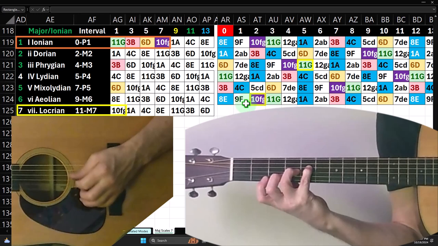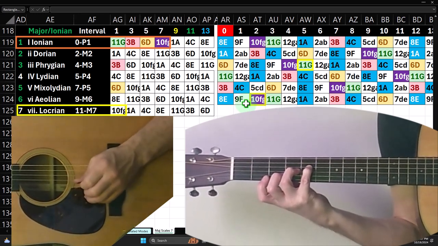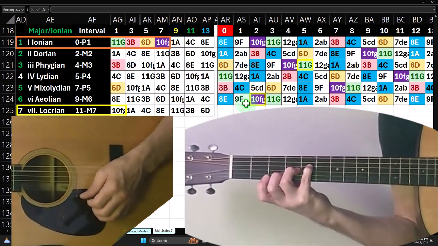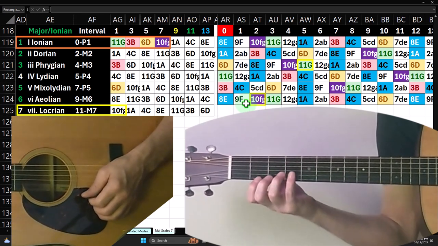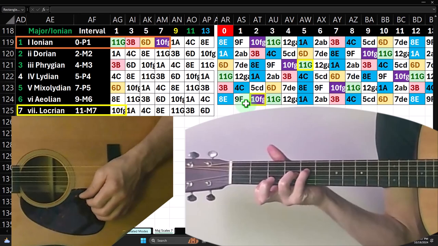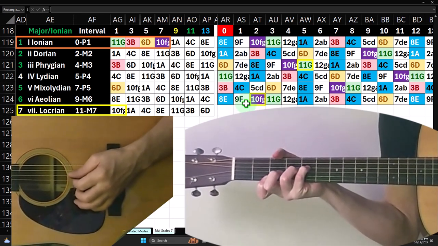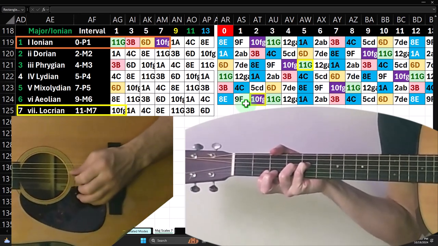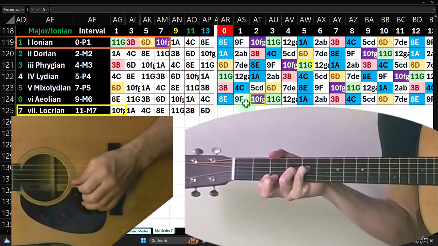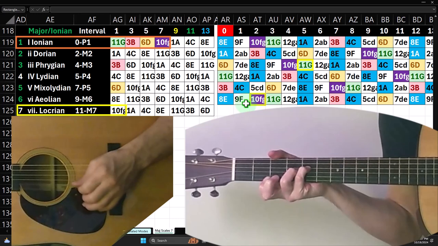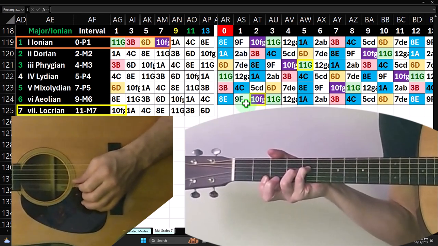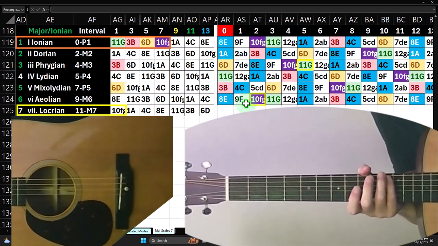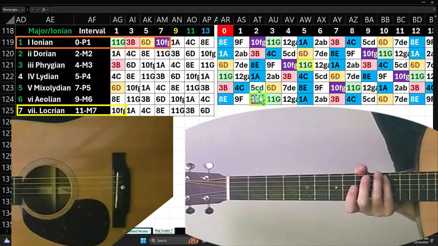But that's going to be 1, 2, 1, 3, 5, 7. Cool. Be doable. I have to put that into my repertoire.